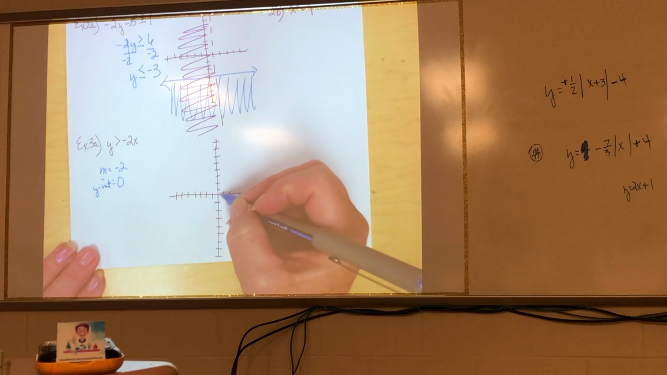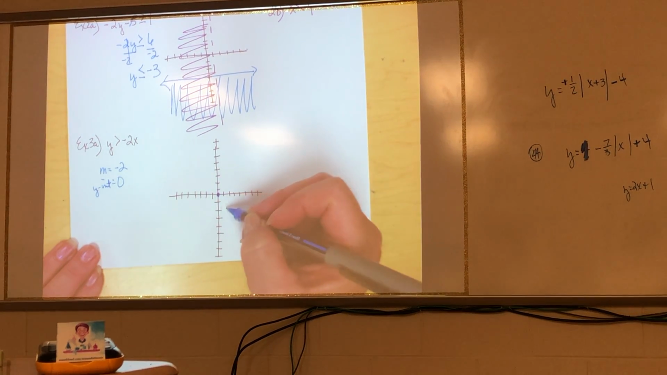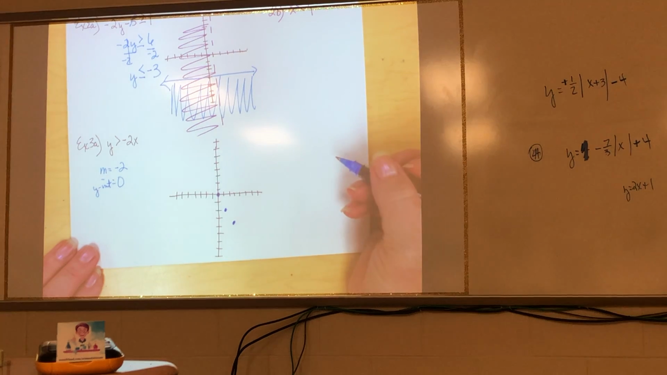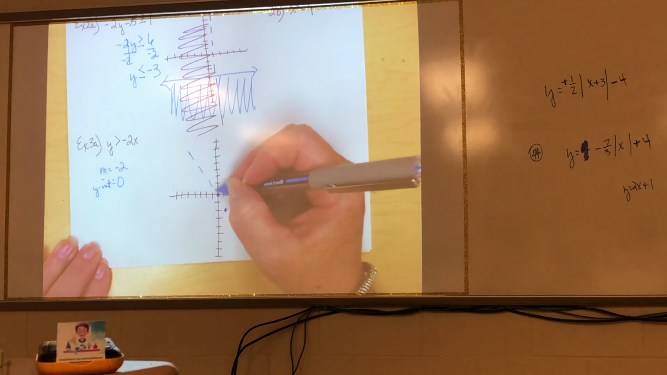So I'm gonna go to my y-intercept, 0. I'm gonna use my slope, which goes down 2 and to the right 1. Down 2 and to the right 1. Before I draw my line, what kind is it? Dotted. Okay, so I'm gonna draw me a dotted line.